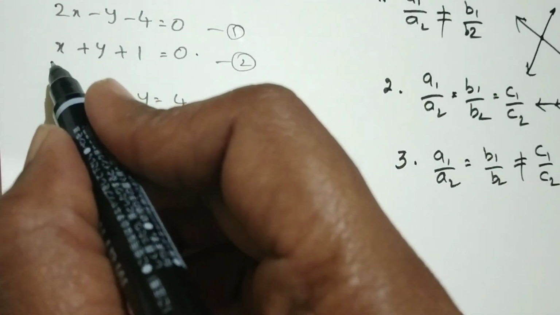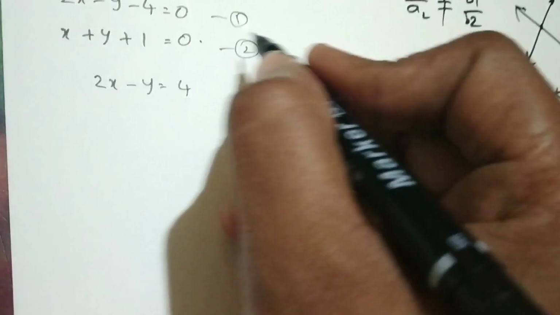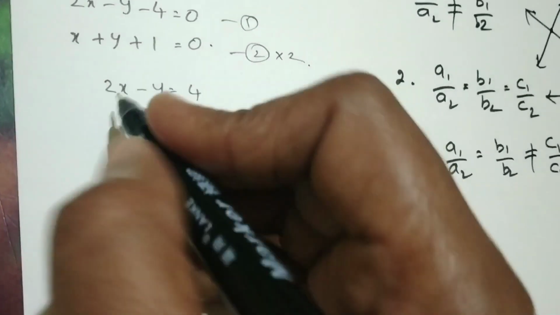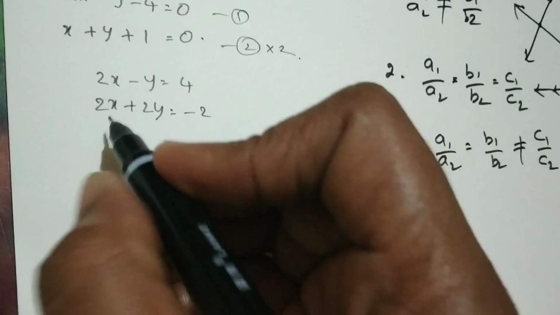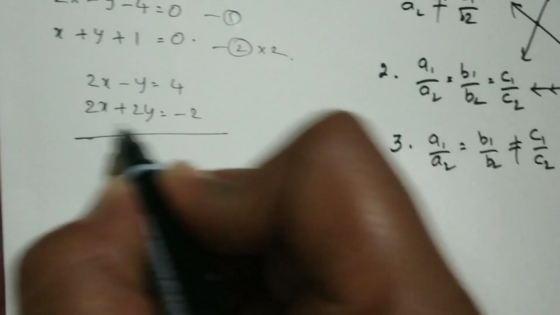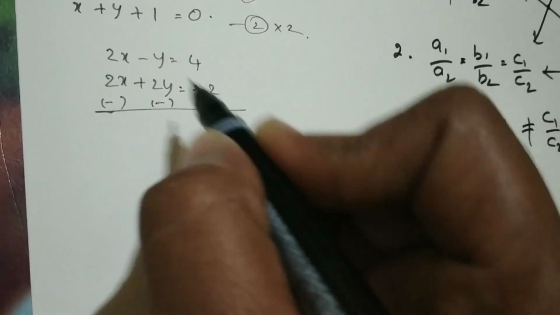In the second equation I am going to equate the x coefficients. So multiply this full equation by 2. Then you are going to get 2x plus 2y. Transfer this one to that side. Then minus 1 into 2 is minus 2. Elimination method: change the signs here.